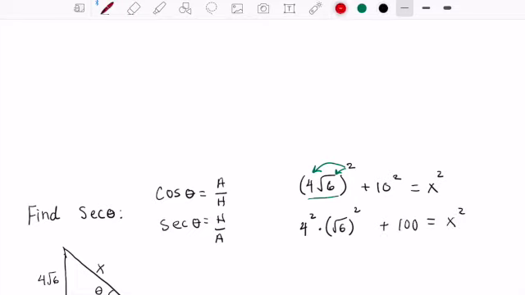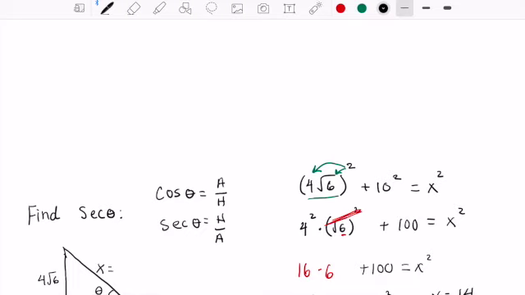Now, simplifying this, we know that 4 squared is 16. Anytime that we square a radical, the radical and the squared term cancel each other out, and I'm left with whatever is just under the radical. So we have 16 times 6 plus 100 equals x squared. Keep simplifying, and that's going to give me 96 plus 100 equals x squared. Again, 196 equals x squared. Take the square root of both sides, and we get x equals 14.